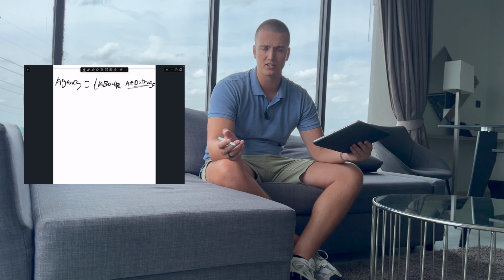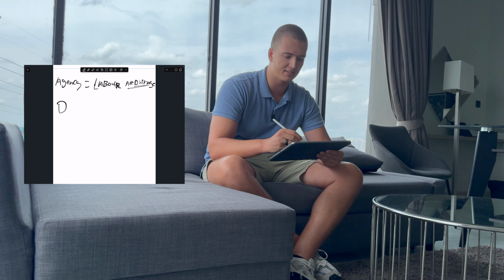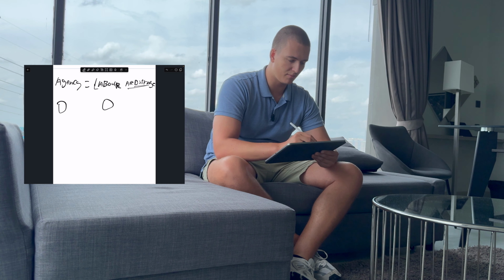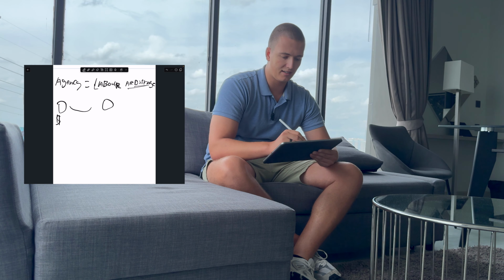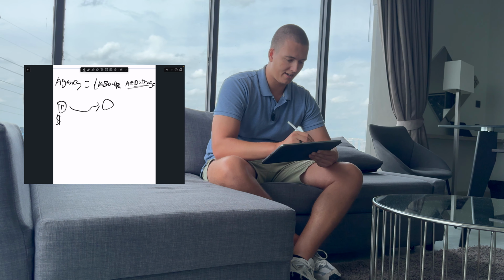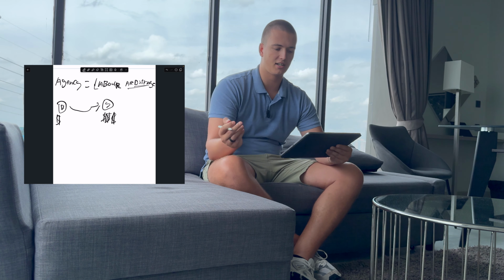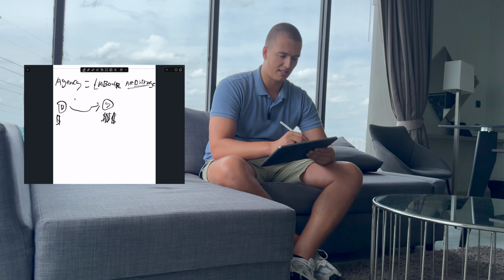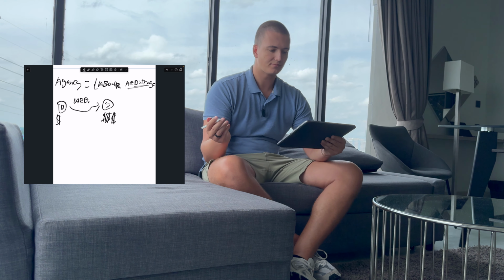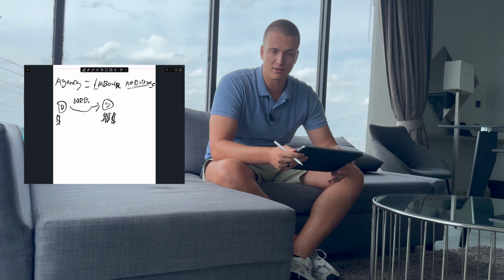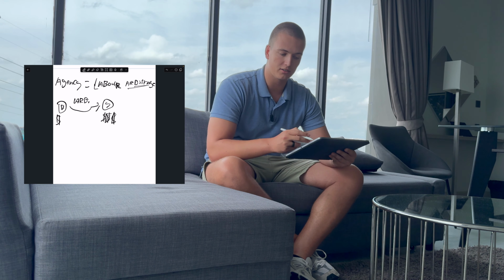If you don't know what arbitrage means, it means you buy in one market and you sell in another market. So you buy for $1, and then you sell for, let's do $3. That is basically what arbitrage is. So that's what you're doing as an agency. You're buying for $1, you're selling for $3.